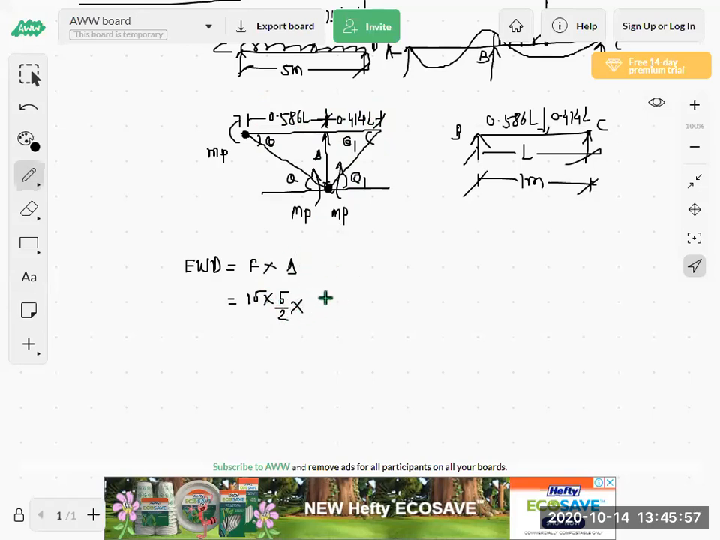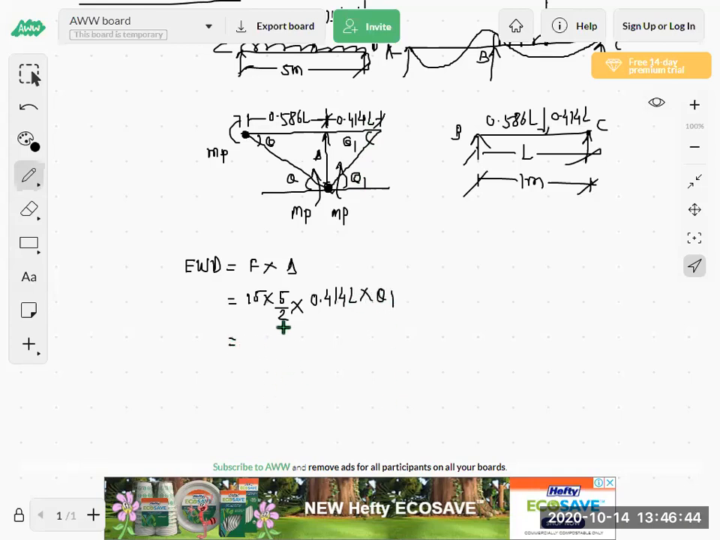Now delta. What is delta? Displacement. So here displacement is 0.586L into theta or 0.414L into theta 1. So we will write here displacement is 0.414L, because this is the length. Jashi ite 1 meter hoti, jashi ite 3 meter hoti, tasa 1 into theta and 3 into theta 1 hota. Tasa ite 0.414L. Jevadi kay span ahe te L into theta 1. So this is the displacement.